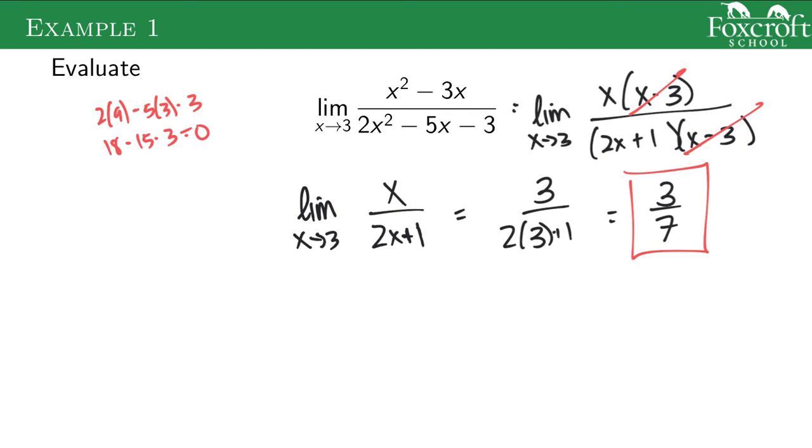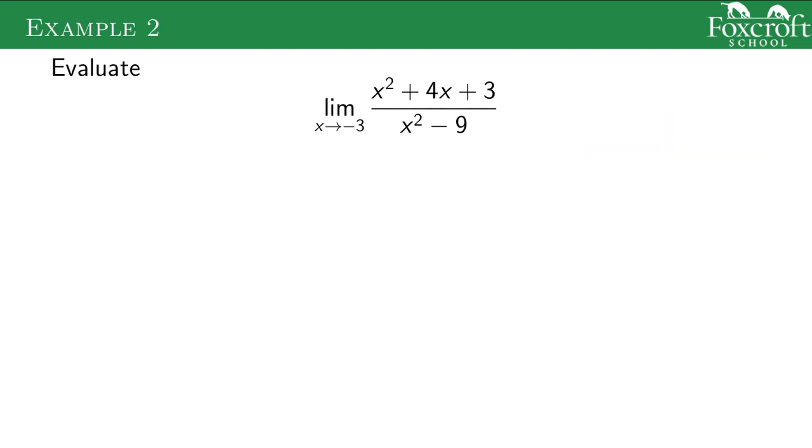So this is a general strategy. If you're trying to take a limit for a rational, step 1, try to plug in the number. If you can plug it in, you'll get your answer. If you can't plug it in, factor it, and then try. So we'll do one more example like that. And if I try to plug in negative 3, I'd get 0 on the bottom. So that tells me I should try to factor it.